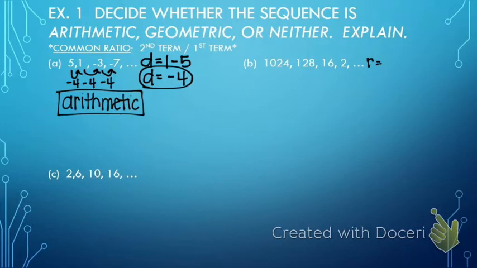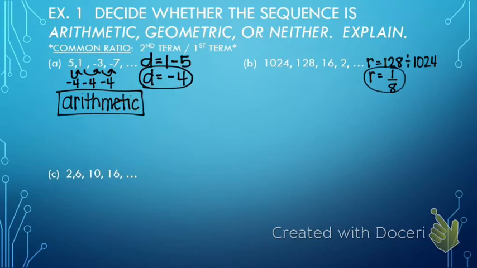Give me the second term. 128 divided by the first term, which is 1024. Now keep in mind, you know me in decimals, okay? You can plug this in your calculator, but get me a decimal. Don't give me a decimal. Get me a fraction. What's 128 divided by 1024? 1/8. Now, it's the common ratio.